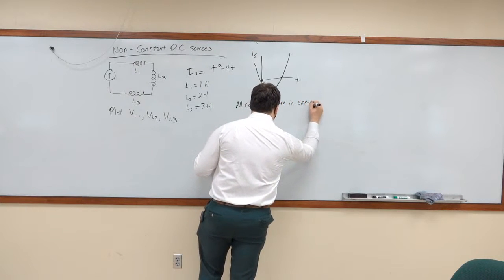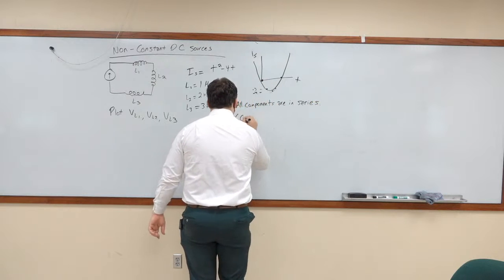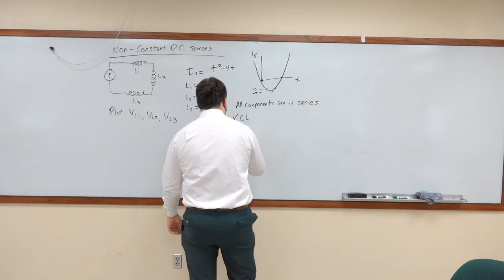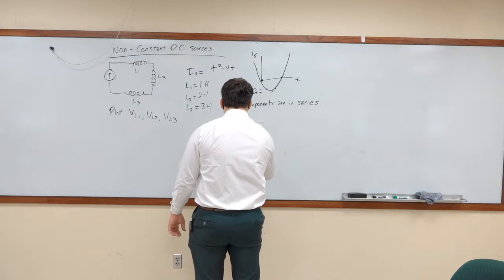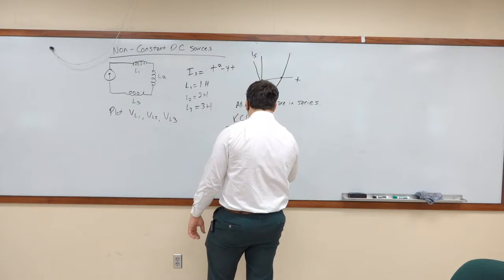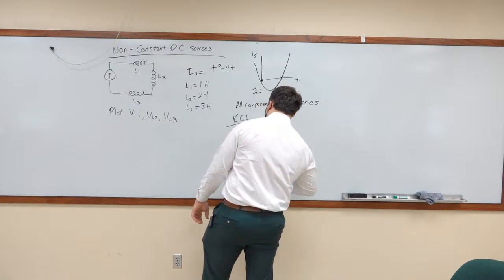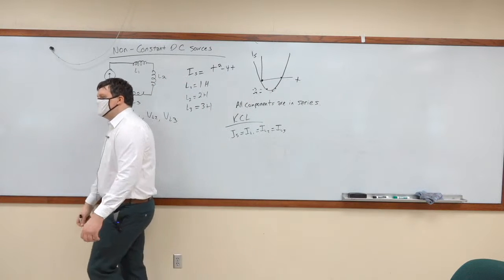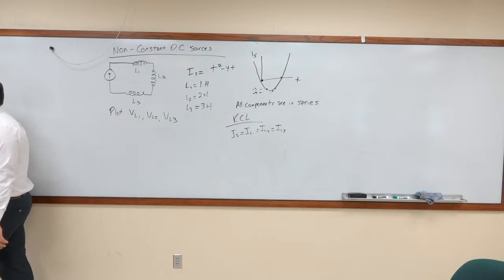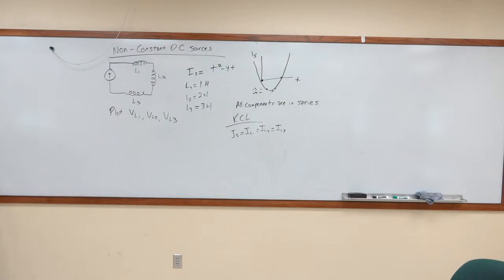So all components are in series. So if we do KCL, then what that shows is that IS equals IL1 equals IL2 equals IL3. That's nice because now I don't actually need to know what the voltage is on every single one of them. I just know that that equation is true. Because the currents are equal on all of them.